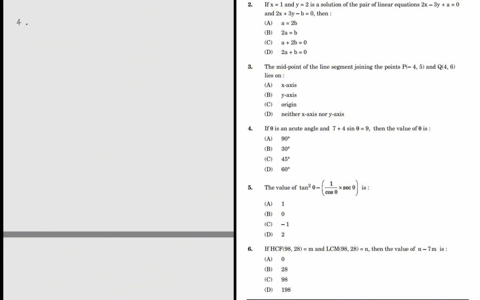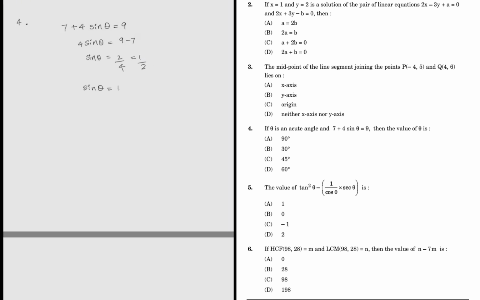Okay, we'll go to the fourth question. If theta is an acute angle and 7 plus 4 sine theta is equal to 9, then the value of theta is. First we are given this equation: 7 plus 4 sine theta is equal to 9. Sorry, 4 sine theta is equal to 9 minus 7. Sine theta is 9 minus 7, 2 by 4, which is 1 by 2.